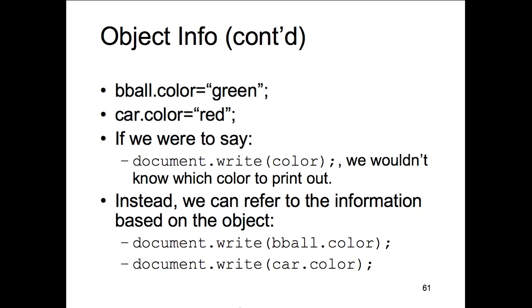It allows us to organize the data. In this particular case, color is being organized by two separate objects. And we can reuse the name color, because this is actually the name of a variable if you think about it. bball.color is a variable. It's an attribute variable that stands for green. So we're really just calling it out and saying print green out here, print red out here.